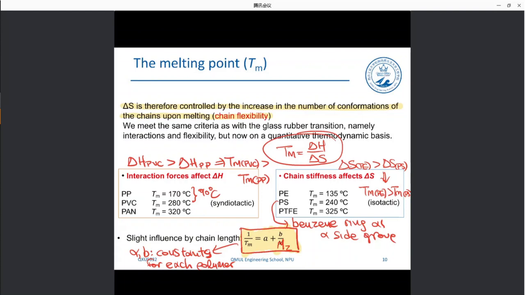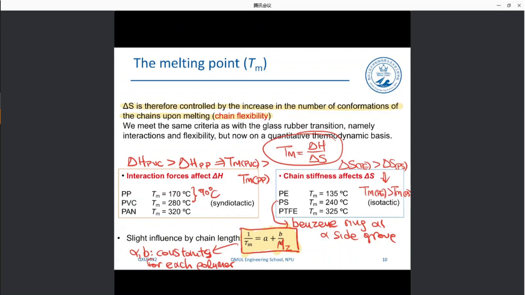The easiest one I see: why the M refers to MZ. By M we essentially mean the molar mass of the polymer. Here we said that there is a slight influence of the chain length. The molar mass that is mostly related to the chain length is the Z average molar mass, because it is the most sensitive of the molar mass averages to the chain lengths.